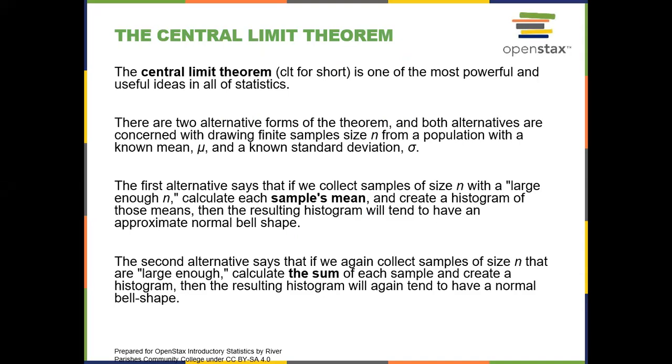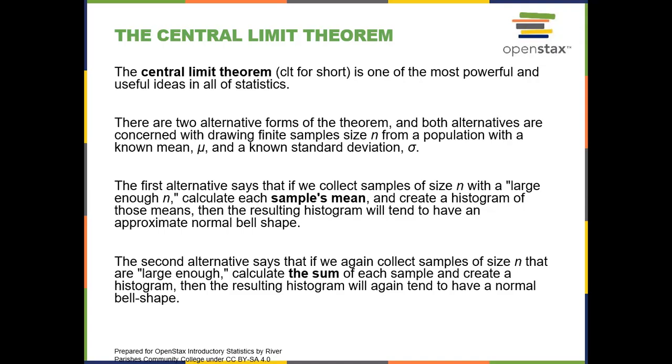The first alternative says that if we collect samples of size small n with a large enough n, calculate each sample's mean, and create a histogram of those means, then the resulting histogram will tend to have an approximate normal, bell shape. The second alternative says that if we again collect samples of size small n that are large enough, calculate the sum of each sample and create a histogram, then the resulting histogram will again tend to have a normal, bell shape. So let me explain with an example.